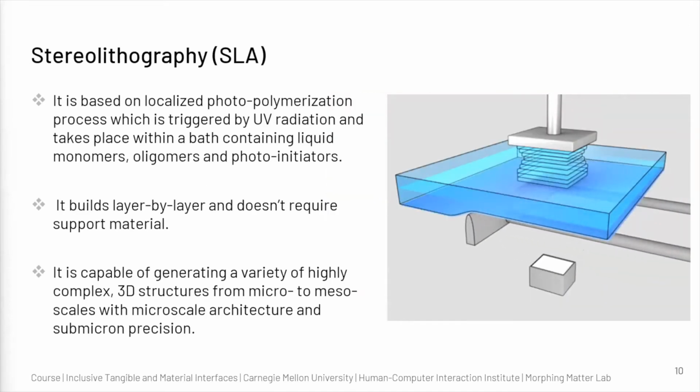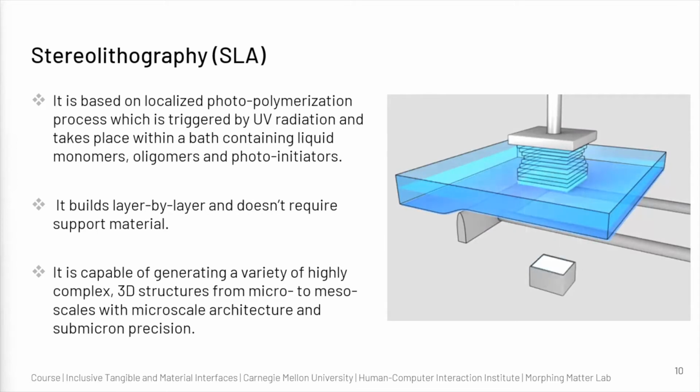The next technique that I will be talking about is called stereolithography. Stereolithography is made up of two words: stereo and lithography. Lithography means writing with light and stereo means solid. So basically, it means that when you write with the light, the liquid is converted into solid.